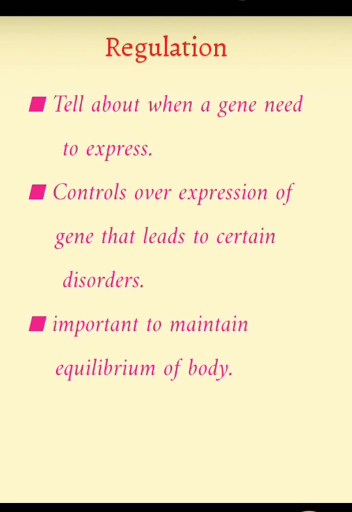Like, if lots of proteins are produced, it might happen that the protein is responsible for cell division. So if cell division occurs blindly, that is what is known as a tumor. So regulation means it controls that a gene should not overexpress. It basically makes a check on the expression of the gene, and it's important to maintain the equilibrium of the body, as we have already told. The formation of the protein should be controlled, and it should be regulated in a tight manner.